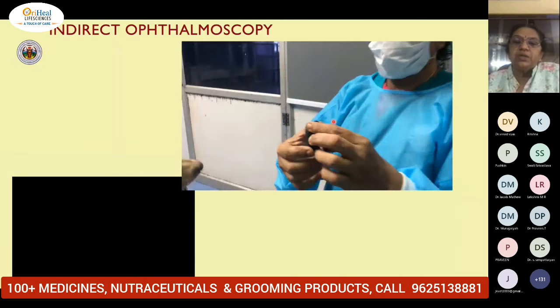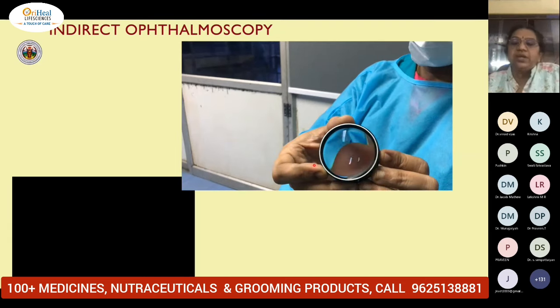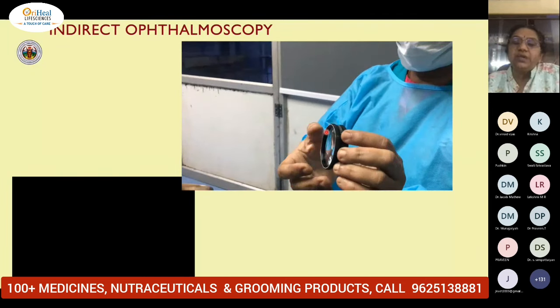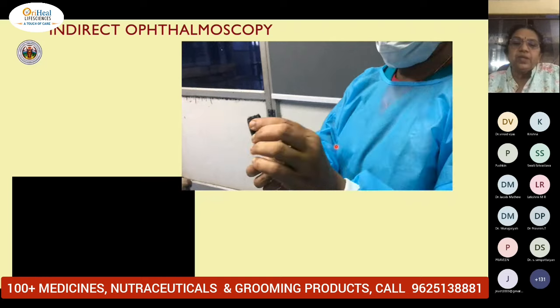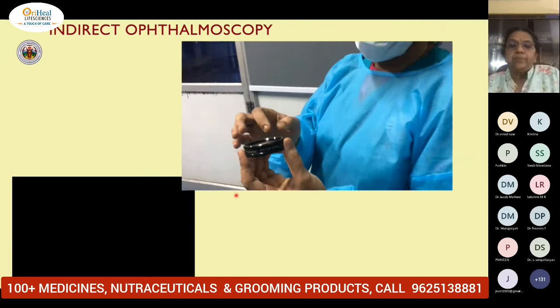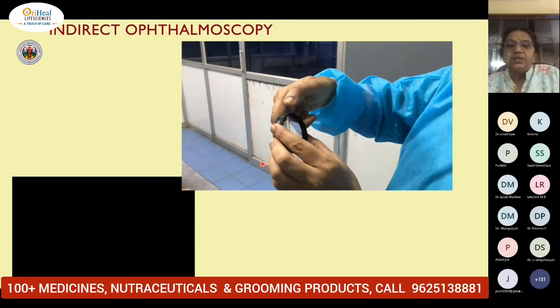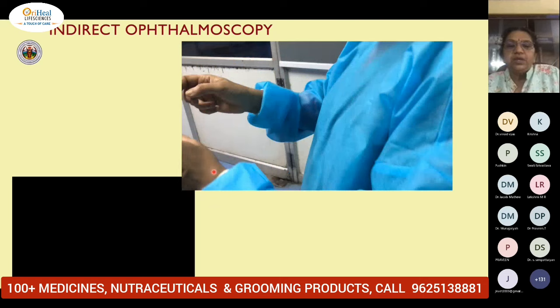So here also, when you use the condensing lens, the biconvex part should be more towards the animal side, and you have a white ring for that, and you can bring it very near towards the eye. What is the animal? Yeah. So you can also check that and then bring it towards the eye.